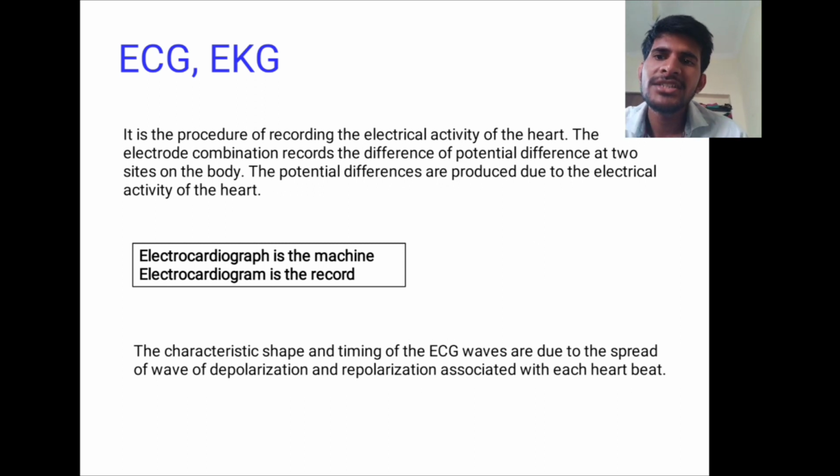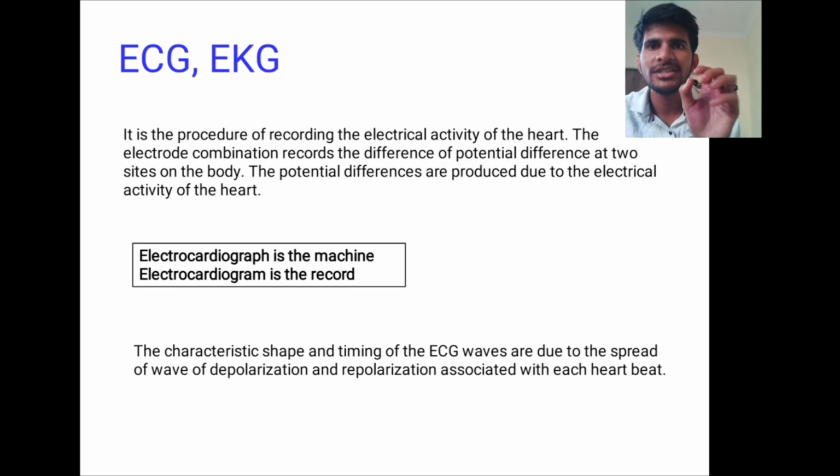The characteristic shape and timing of the ECG waves are due to the spread of waves of depolarization and repolarization associated with each heartbeat. Depolarization means contract, repolarization means relax.